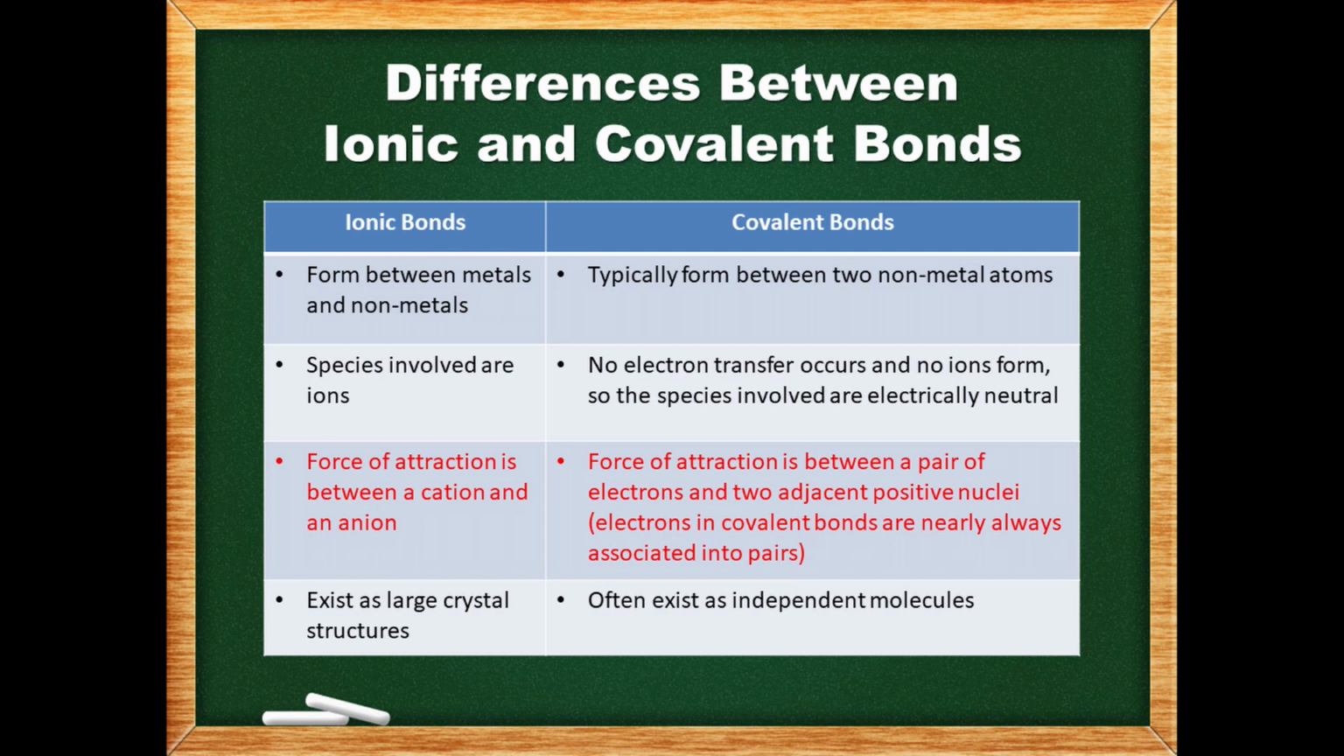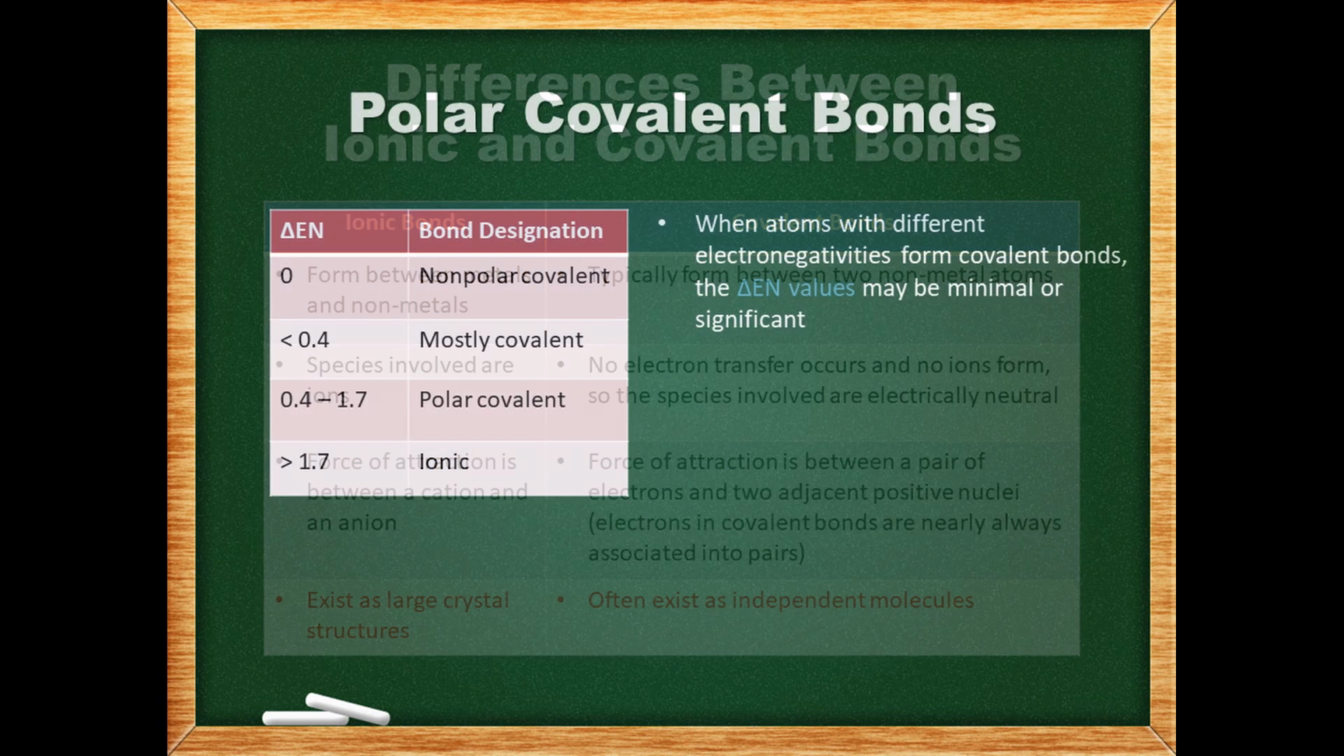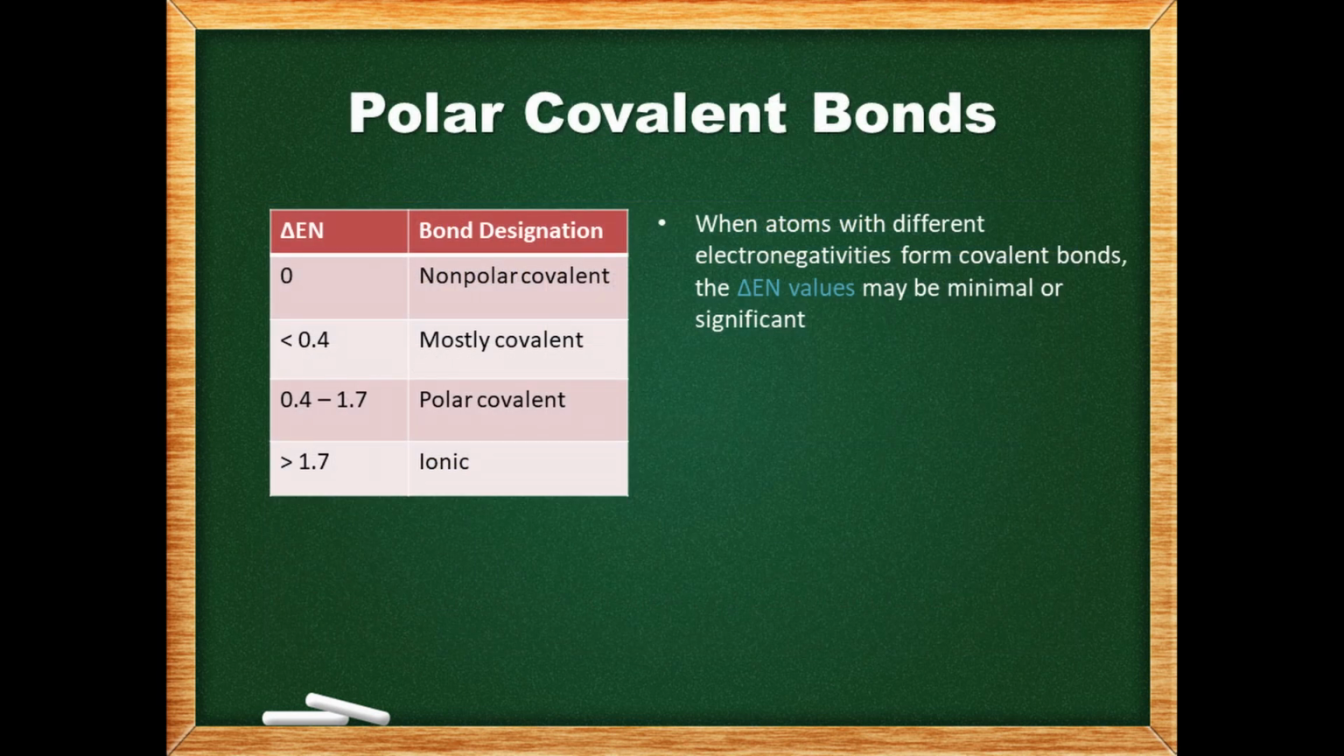Also, note that electrons in covalent bonds are nearly always associated into pairs. There are a few exceptions to this, such as dinitrogen tetroxide, a dimer formed by nitrogen dioxide. Finally, ionic compounds exist as large crystal structures while covalent compounds often exist as independent molecules. In between the two extreme cases of bonding we've examined, complete electron transfer and completely equal electron sharing, there is the case of covalent bonds involving unequal electron sharing.